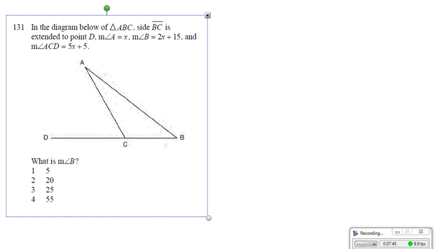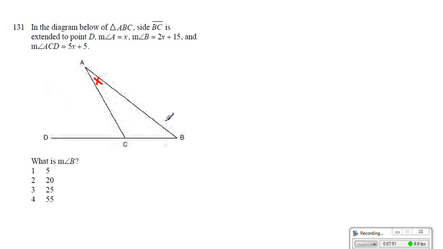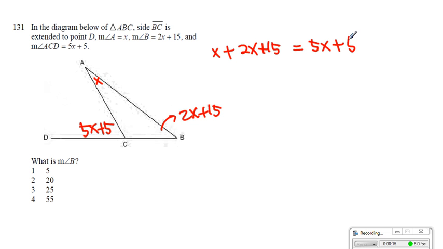Now same way as before, angle A is x, and then angle B is 2x plus 15. Angle ACD is 5x plus 5. Then what do you think the equation will be? That's right. You have to add x plus 2x plus 15. The measure of two non-adjacent remote angles must be equal to 5x plus 5. And here we have 3x plus 15 equals 5x plus 5.